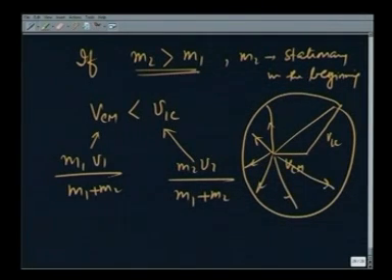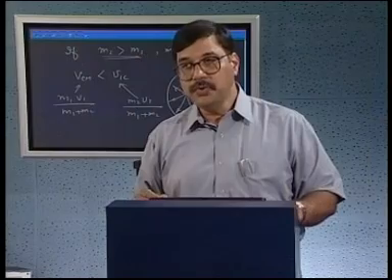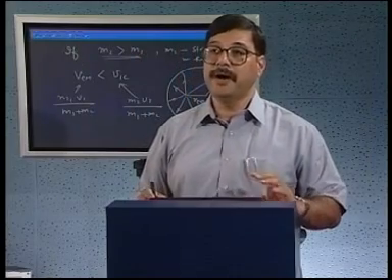So, we learn that in these collision processes where m2 is stationary, m1 comes and hits it. If m1 is greater than m2, it is like a cricket ball hitting a marble.